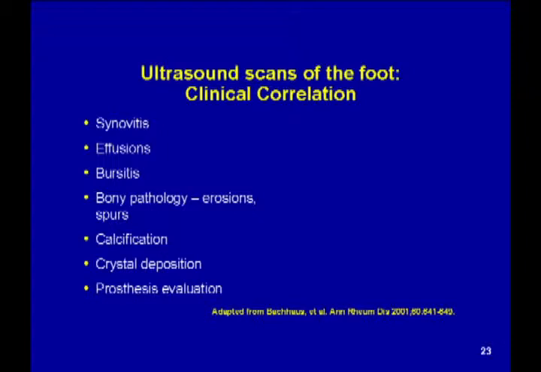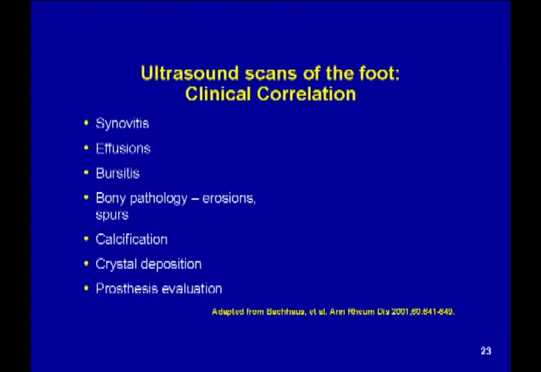Remember, one of the sites you can easily identify with the ultrasound is a region around the Achilles tendon, the retrocalcaneal bursa. Like other joints in the body, the ankle and the foot can be involved in bony pathology, patients with erosive disease such as rheumatoid arthritis or psoriatic arthritis, or even patients who have spurs from osteoarthritis. Calcifications, crystal deposition like uric acid or calcium pyrophosphate disease, those can be identified. And also patients who have prostheses.